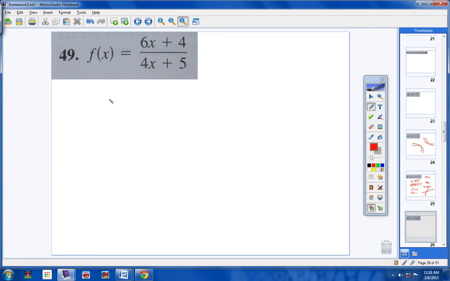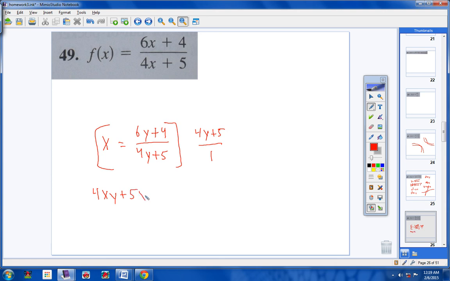Number 49. Here's my y, f of x. I'm going to put an x. Here's my x. I'm going to put a y. 6y plus 4. Here's another x. I'm going to put a y. 4y plus 5. Now, I'm going to multiply the entire equation by the denominator, 4y plus 5 over 1. So over here I would have 4xy plus 5x, x times this whole group. Over here on the right side, these will cancel, leaving me with 6y plus 4.